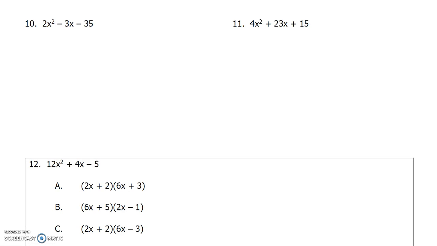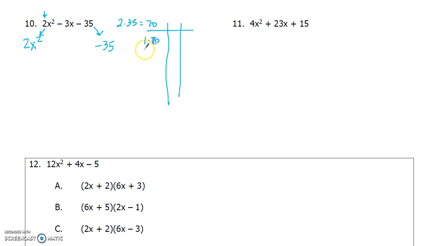All right, let's continue. I'm on number 10. Again, GCF, I don't have a greatest common factor. I cannot do grouping. I have a trinomial, but this time I have a lead coefficient. So we are going to turn our trinomial into 4 terms. I bring my first term down, I bring my last term down, and then I'm going to multiply 2 times 35, and that will give me 70, and then that is what I'm going to factor.